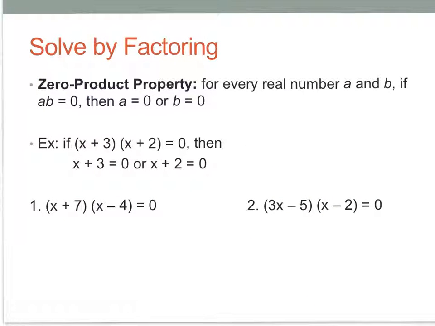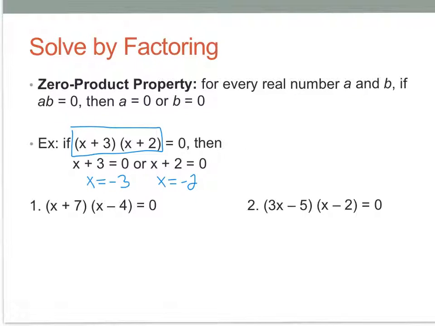So far we looked at graphing and solving for x by taking the square root. The last method that we could use to solve these equations would be to factor. So the zero product property tells us for every real number a and b, if a times b equals 0, then a equals 0 or b equals 0. So for example, if x plus 3 times x plus 2 equals 0, so these would be our factors. Let's say we factored and got that. Then I could say that x plus 3 equals 0, x plus 2 equals 0, and then we'd solve both equations. Here we would get x is negative 3, and here x is negative 2.